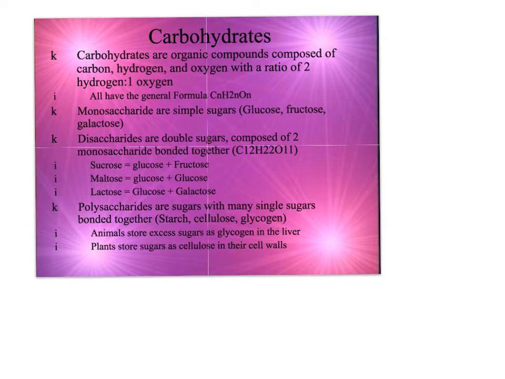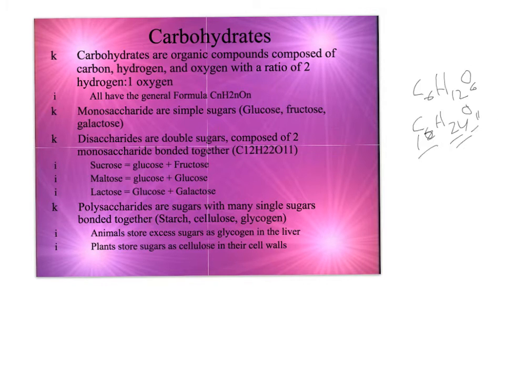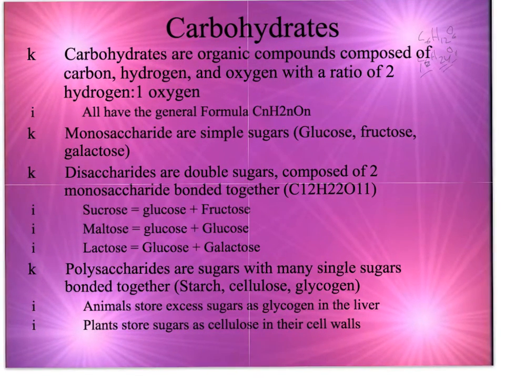So, for example, you could have something as simple as C6H12O6, or maybe it's something like C12H24O11. You can basically see that 1 to 2 to 1 ratio. And like I said, it usually is approximate. It doesn't have to be perfect, okay? And once again, they typically all follow that formula. You can see some examples.